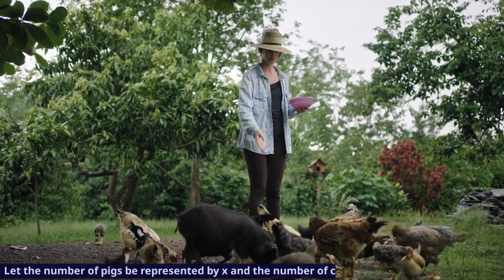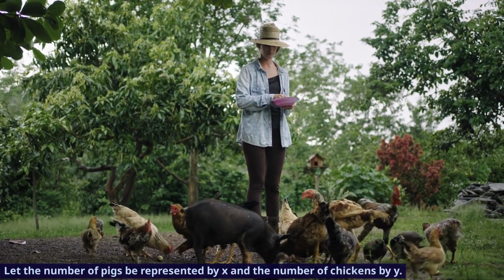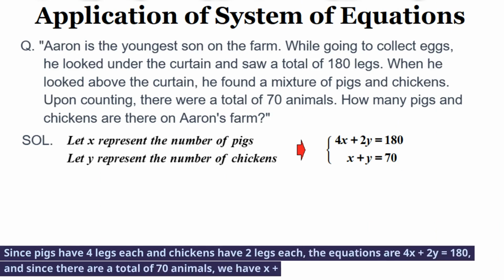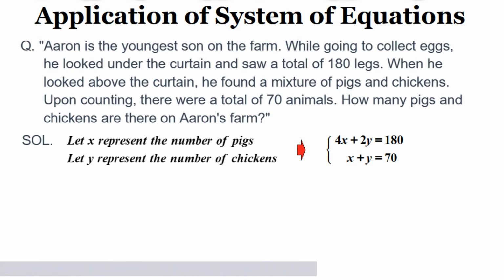Let the number of pigs be represented by x and the number of chickens by y. Since pigs have 4 legs each and chickens have 2 legs each, the equations are 4x plus 2y equals 180, and since there are a total of 70 animals, we have x plus y equals 70.